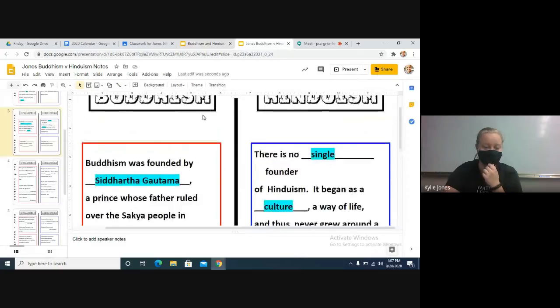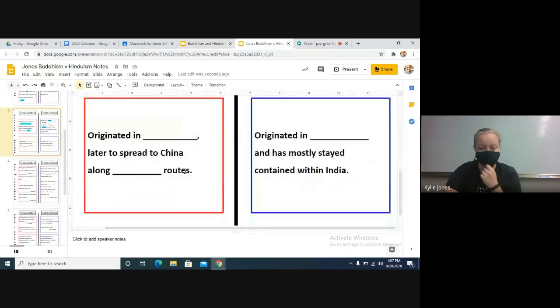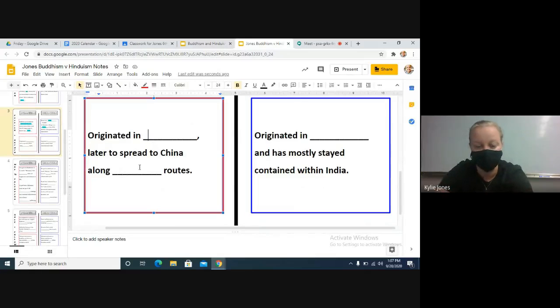So we're still on that same slide. We'll just scroll down a little bit. So it originated in India. We're going to try and finish this before we go today. I think we can do it.